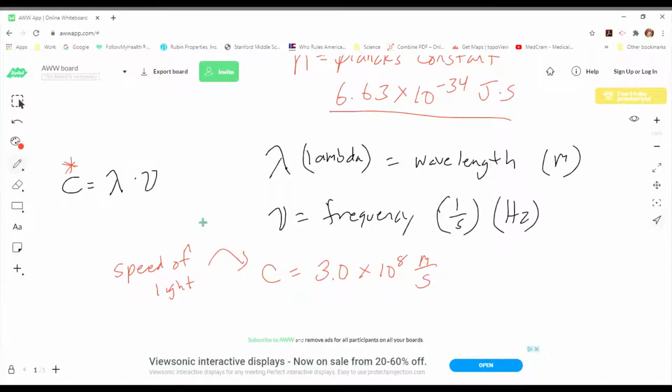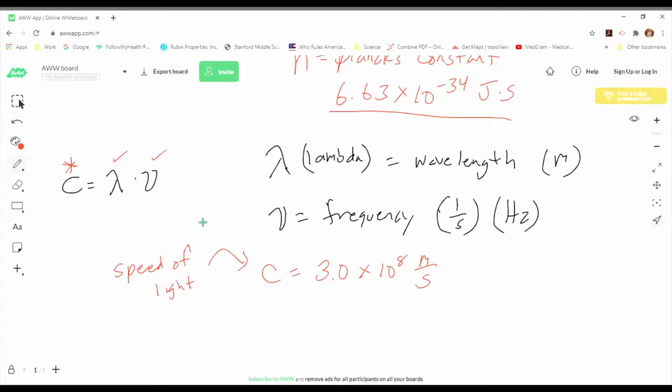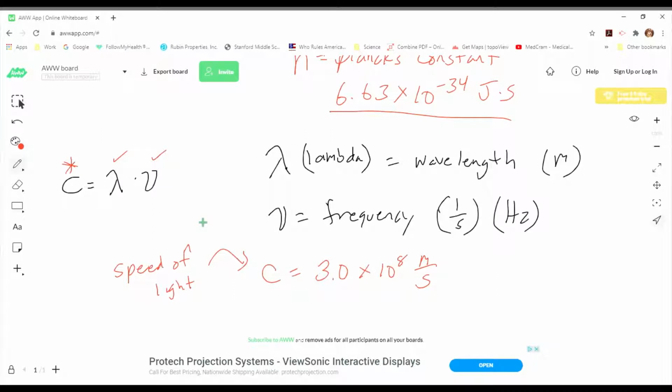You have two variables, lambda and nu. Those could change. So in this equation, there's three letters, but only two of them are variable, and the C is a constant. It's always 3 times 10 to the 8th, which means that if you know one of these two, you can calculate the other. These are the relationships in anything that has waves, and light has waves in it. If you know the wavelength, you can calculate the frequency. If you know the frequency, you can calculate the wavelength.